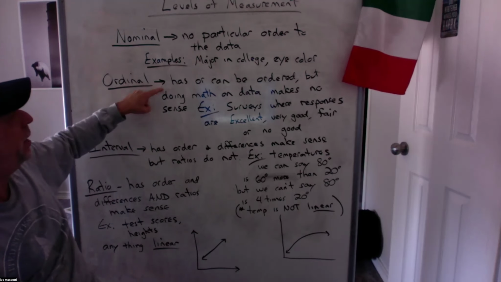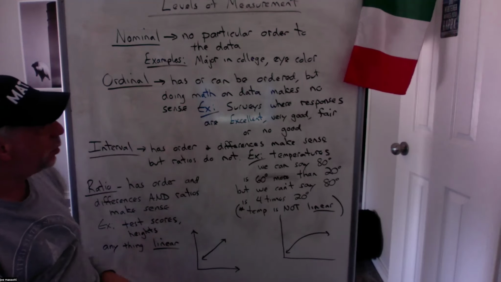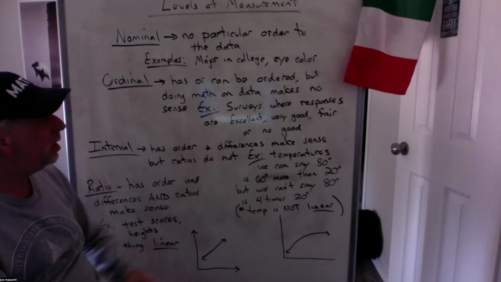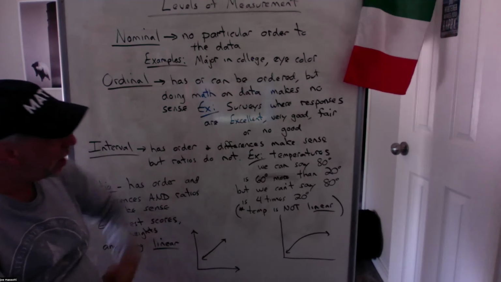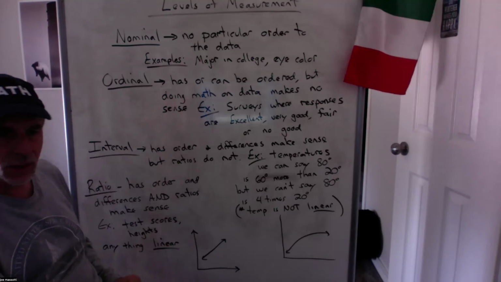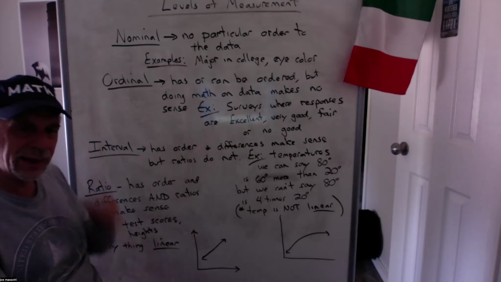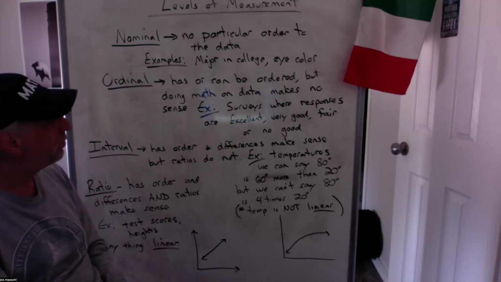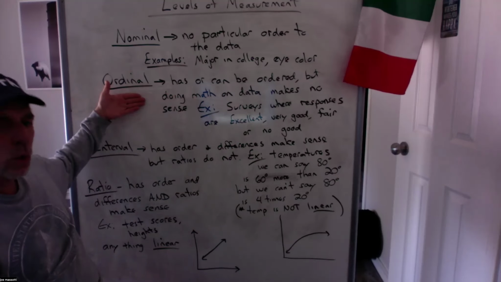If you can order it, but you can't do math on it, then we call it ordinal. So stuff like surveys, you're answering a question, is the service here excellent, very good, fair, or no good? It has an order, right? Excellent is the top, very good is next, fair is next, no good is last. So we can say it has order, but math makes no sense. You can't say what's the difference between these two, anything like that. And basically we focus on differences when we say can do math on it. Right, so there's no math that can be done on these particular examples. They would be called ordinal.